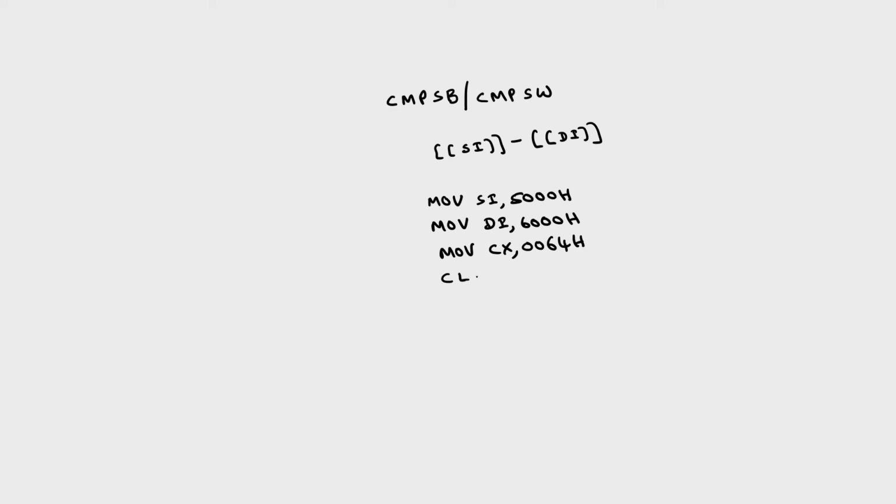Then we have to clear the direction flag. Then we have to write compare string byte. So, this will compare only one data. If you want to compare the 100 data, we have to use the prefix repeat. This will compare the 100 data. After each data comparison, it will set or reset the flags.